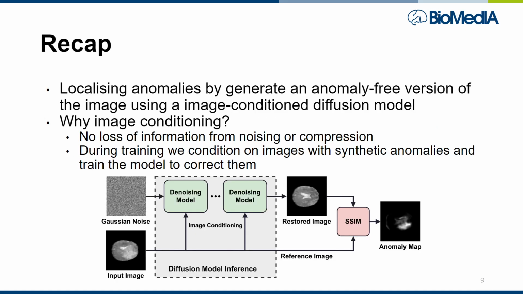So to briefly recap the summary I gave at the beginning, in this method, we are localizing anomalies by generating an anomaly-free version of the image using an image-conditioned diffusion model. Why are we doing that? Well, it's because we don't want to lose any information through noising and compression. And we also want to be able to train our model explicitly to correct synthetic anomalies and any anomaly at test time.